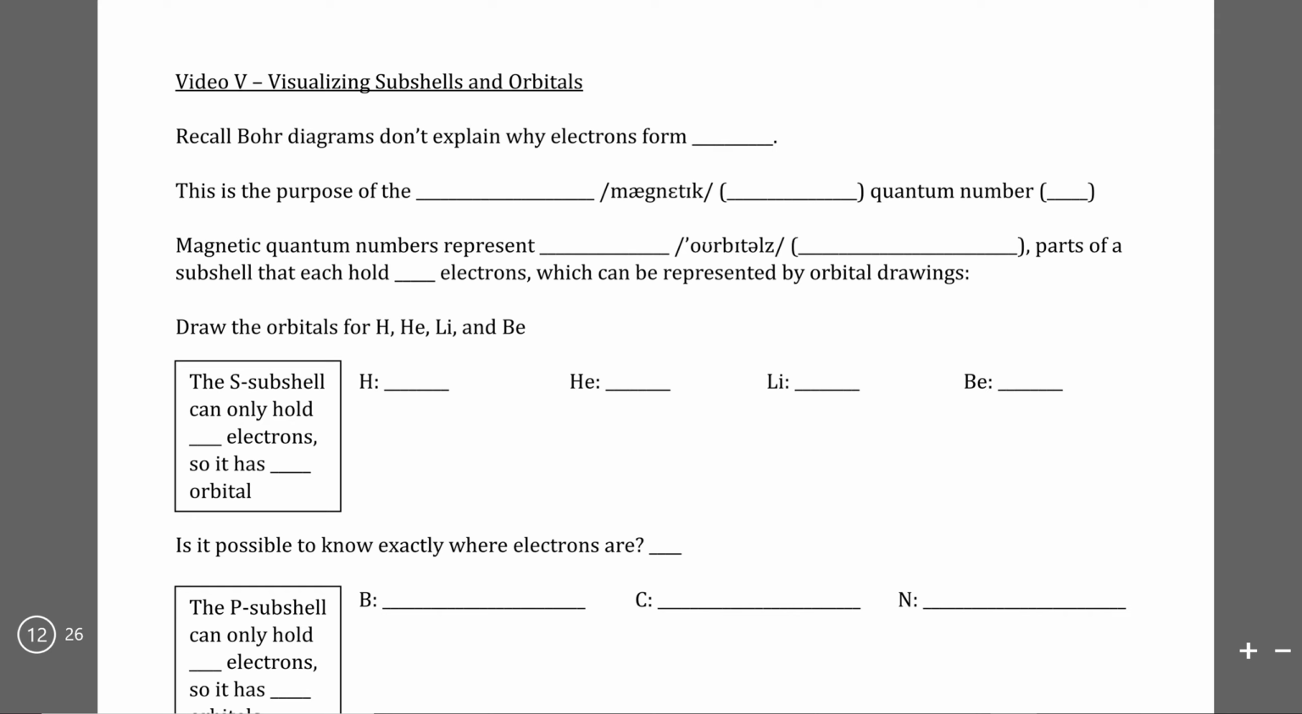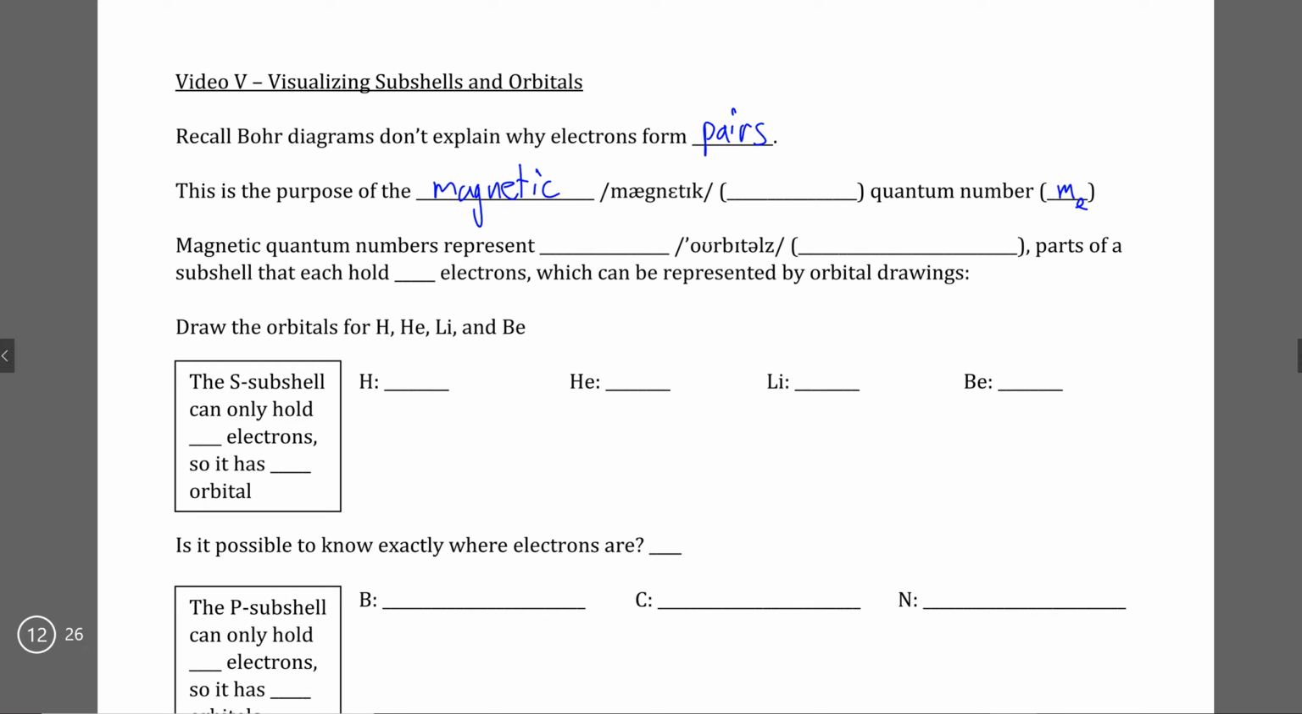The intention of this video is to learn that new way of representing electron configurations for people that have trouble visualizing what exactly we're talking about. It also introduces our next quantum number, which is what we call the magnetic quantum number, which we represent with the variable m with the subscript L. This quantum number also explains why electrons form pairs, which was one of the problems we had with Bohr diagrams.